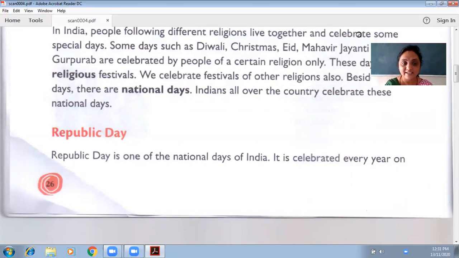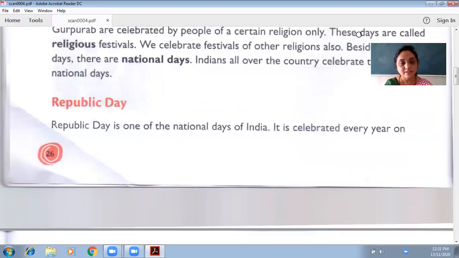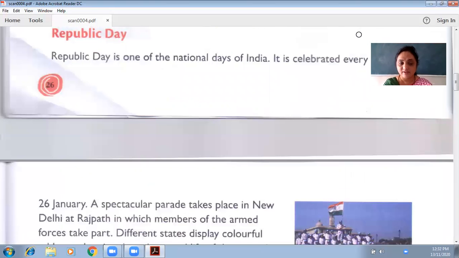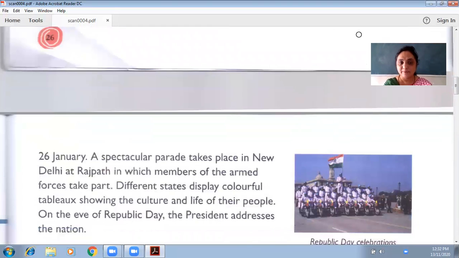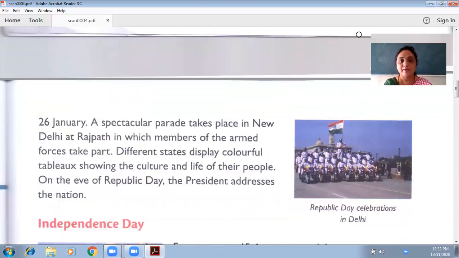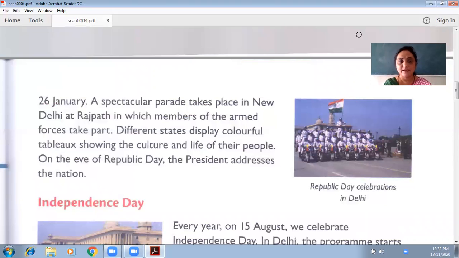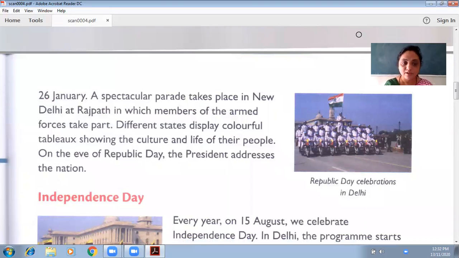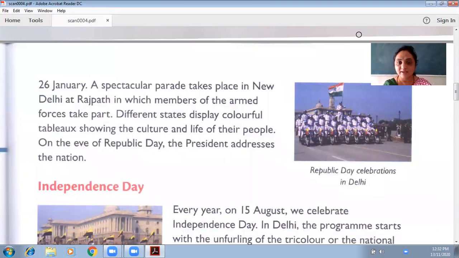First here is Republic Day. Republic Day is one of the national days of India. It is celebrated every year on 26th January. A spectacular parade takes place in New Delhi at Rajpath, in which members of the armed forces take part. Different states display colorful tableaus showing the culture and life of their people. On the eve of Republic Day, the president addresses the nation.